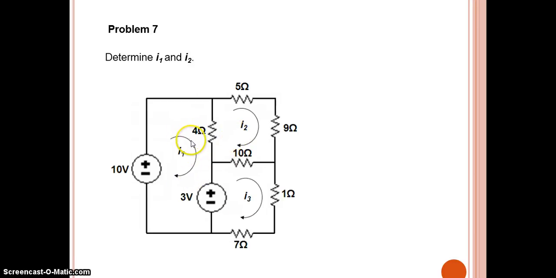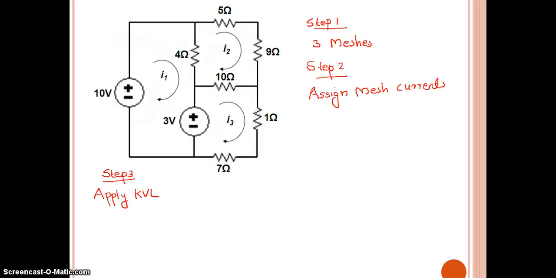And now we have to assign mesh currents. As already given in the question, they are I1, I2 and I3, the mesh currents. If it is not given, you have to assign a current to each mesh; suppose 3 meshes means 3 currents, say I1, I2, I3 or IA, IB, IC, it's up to you. So now we'll start our problem. We identified here 3 meshes, 3 closed loops, and the currents are already assigned in the question itself: I1, I2 and I3.